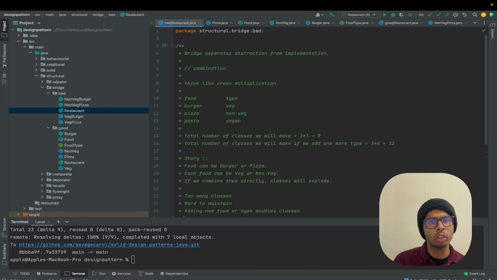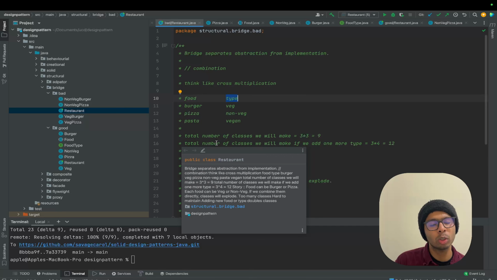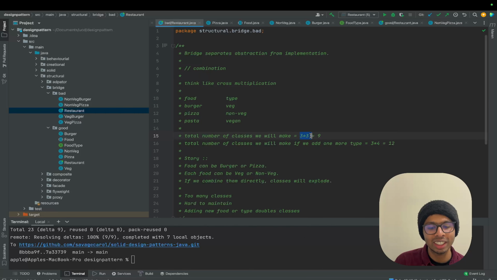First of all, I want you to read this comment section so that you can understand the intensity of the problem. Suppose I have the food: burger, pizza and pasta. Now I increase the types: we have veg, non-veg and vegan. Suppose I have to make the classes. In that case, we have 3 food classes and 3 types, so the total number of classes is going to be 3 cross 3 equals 9 classes.